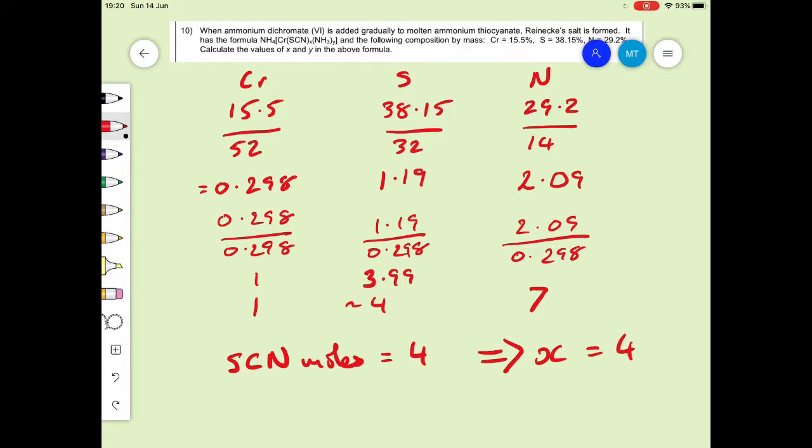And then lastly, there are 7 nitrogens. 4 of the nitrogens are used in the thiocyanate, so we can take away 7 minus 4. One of them is used in the ammonium, the NH4 at the front there. So 7 minus 4 minus 1 means there are 2 nitrogens left, and those are the 2 nitrogens in the ammonia at the end. So therefore Y must equal 2.